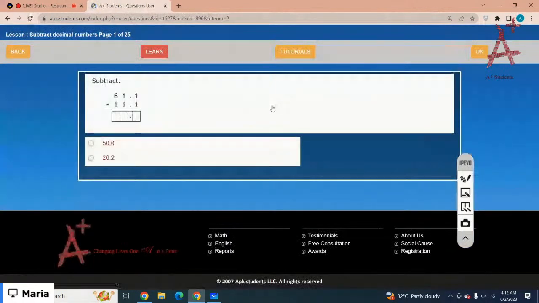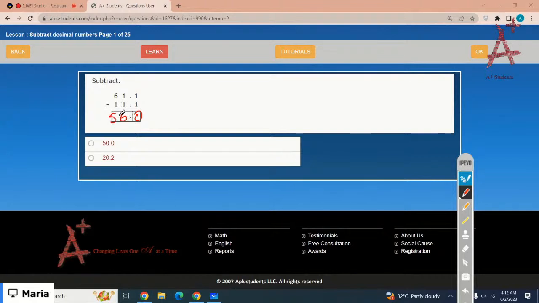Okay, the next one is 61.1 subtract 11.1. So start subtracting from the rightmost digit. 1 take away 1 is 0. Again 1 take away 1 is 0 and 6 take away 1 is 5. So the correct option is 50.0. Option 1 is the correct option. Got it?